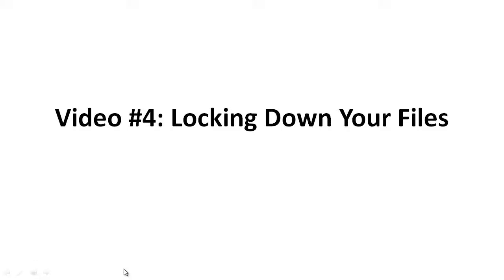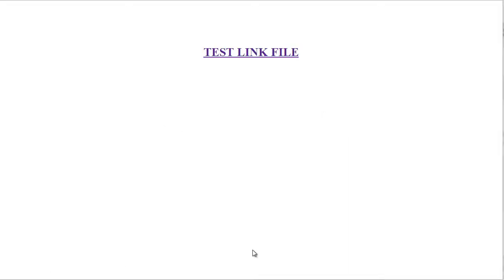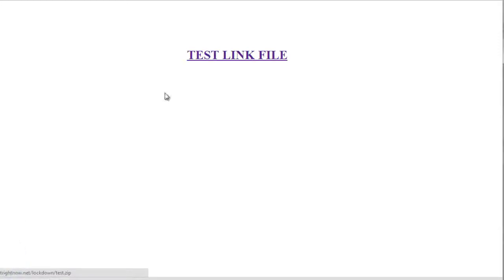So now that you've learned the fundamentals in video 1, 2, and 3, now it's time to jump right in and let's lock down your files. If you configure hotlink protection in a very specific way that I'm going to show you, then when somebody logs into your members area and sees the downloadable files, typically if they click on the link, this should happen where they're able to download the zip file.